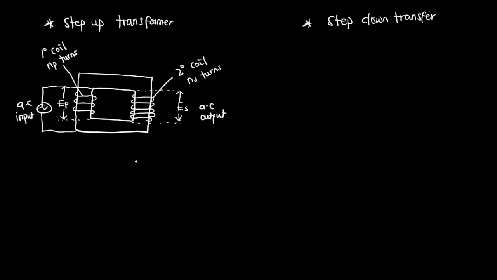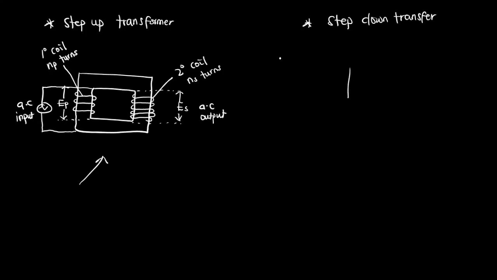So this is what we are calling a step up transformer. It's a step up because the number of turns over here is small, so the input EMF will also be smaller. But because the number of turns on the secondary coil is much higher, the output voltage will be higher. And since the output voltage is more than the input voltage, it is a step up transformer. Now, on the other hand, the opposite is true.